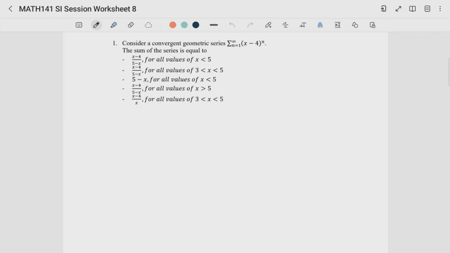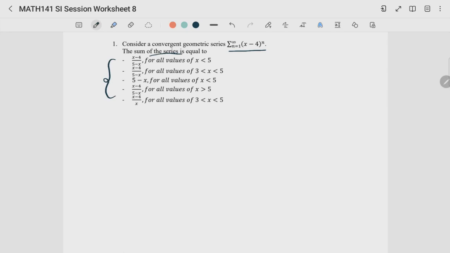So let's start. We have the first question that is giving us a series, the sum from n equal to 1 to infinity of (x minus 4) to the n. And we are basically asked to find the sum of the series, right? And we are given multiple options here and we have to choose the correct one.